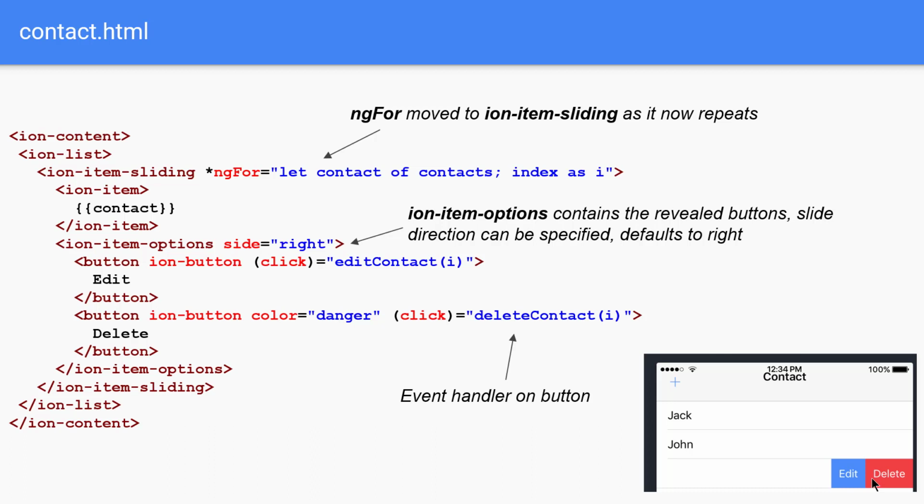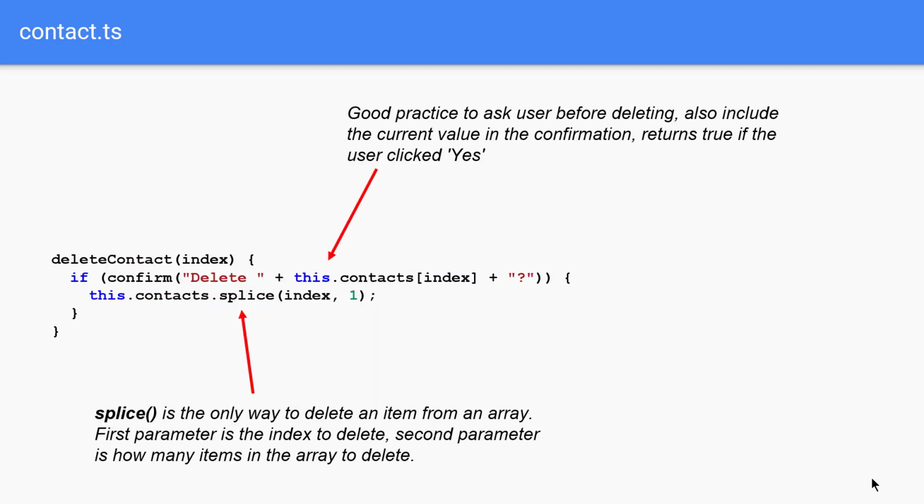Each ion item sliding wraps an ion item and also adds in the ion item options tag to house the button functionality. Typically, a button or two can be added that gives us edit and delete functionality for an individual list item, as we are running an action on an item that already exists. It is good practice to check with the user before deleting anything. You do not have to go the full Microsoft Clippy mad. Just a single yes/no confirmation is fine.